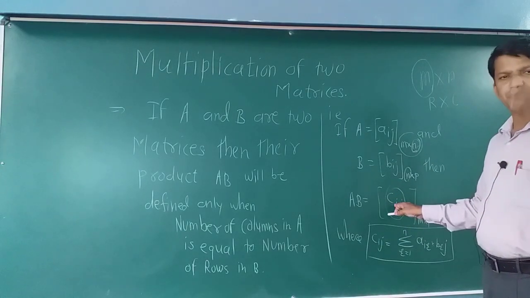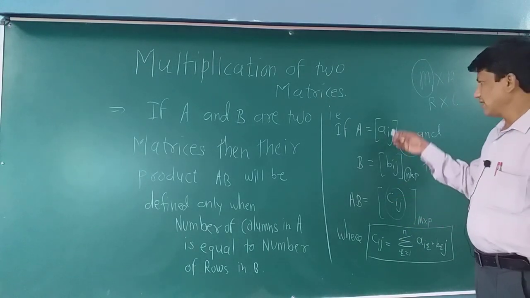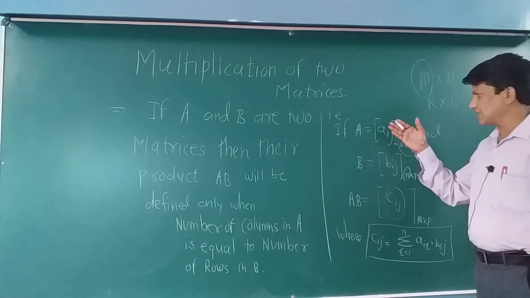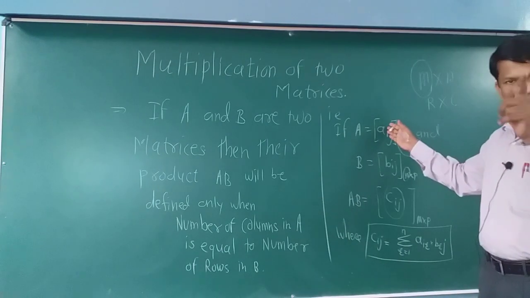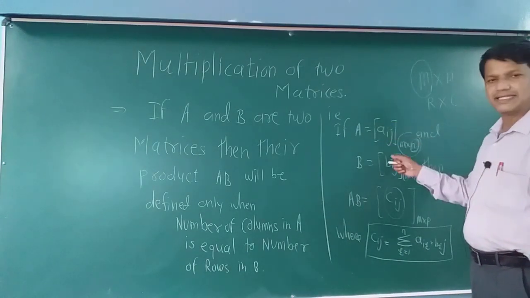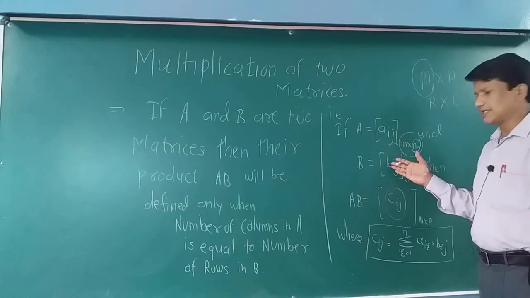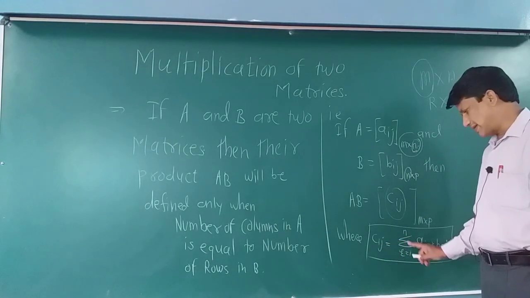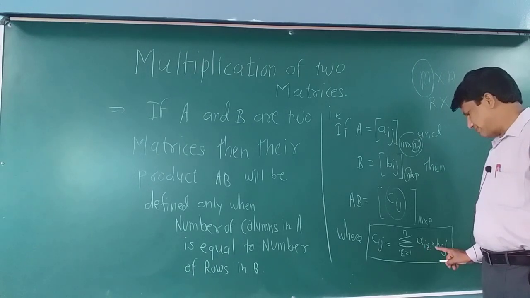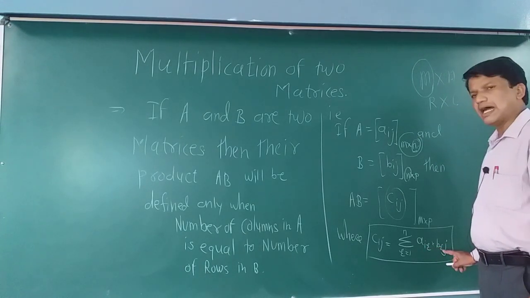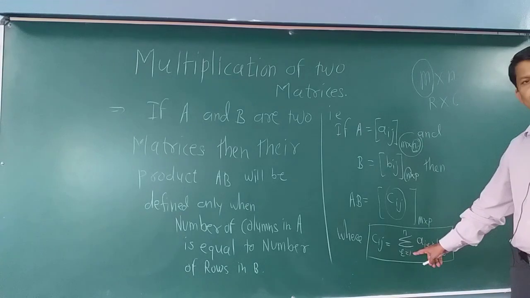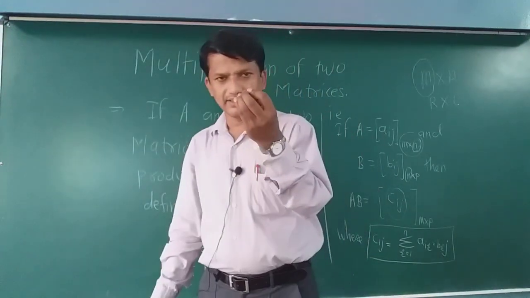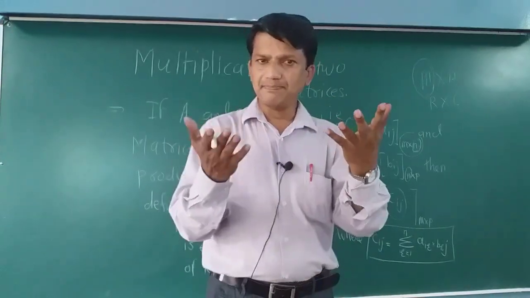Cij means the product obtained by multiplying the corresponding elements of the row of the first matrix and the column of the corresponding elements in matrix B. So Cij equals summation, r from 1 to n, of air multiplied by brj, with r from 1 to n. Let us discuss this in a simpler way.